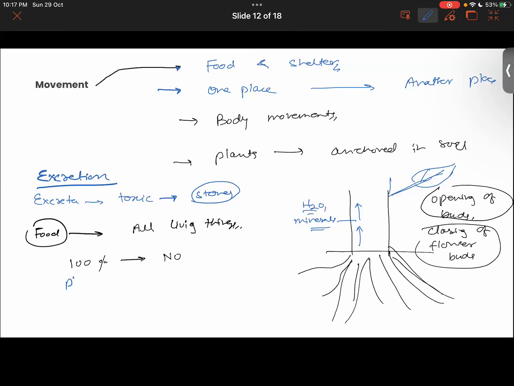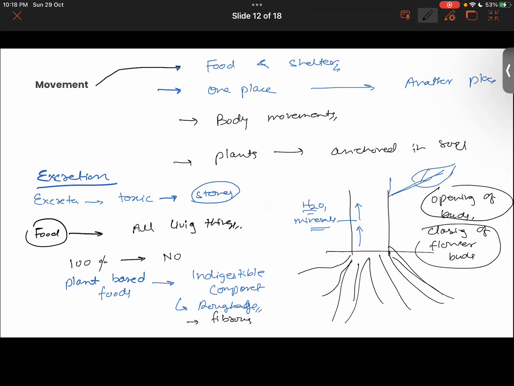Especially if I talk about plant-based foods, they have an indigestible component in them that is called roughage. The thing about roughage is that it is fibrous in nature. And it actually helps in the process of digestion, but itself it does not get digested.